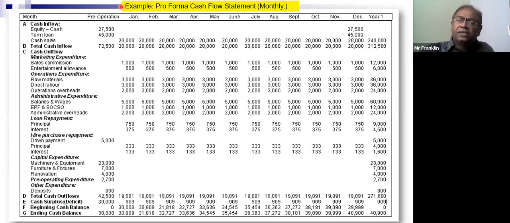Pre-operation line. Then January, we start the business. January, cash sale. Now, 20,000. Where do you get this 20,000 from? Cash sale. Mana dia dapat 20,000?